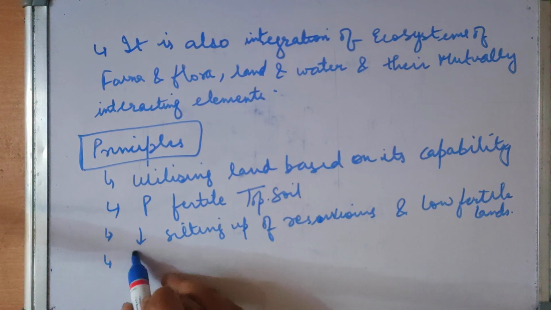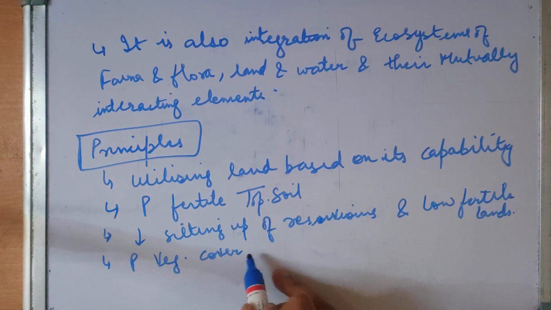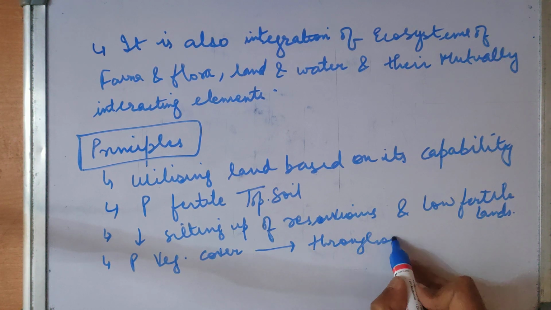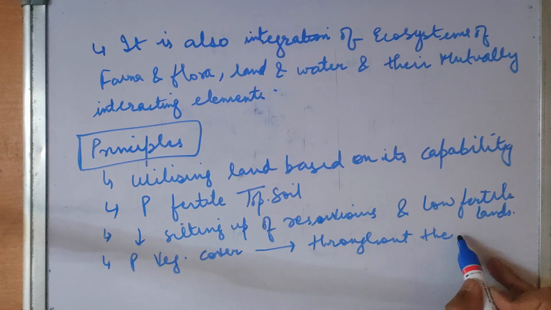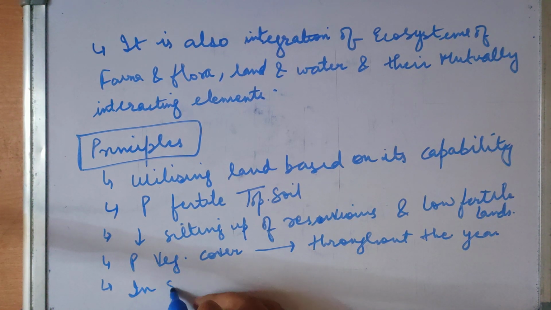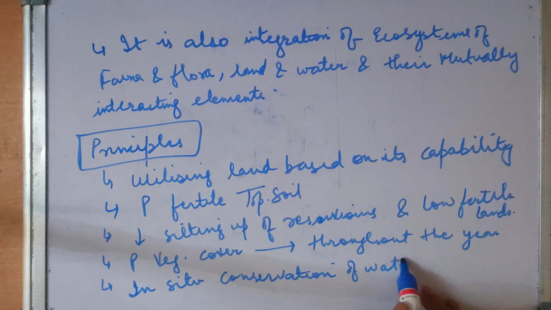Protecting vegetative cover throughout the year, because if an area is covered by vegetation throughout the year, there will be much less erosion. In situ conservation of water, conserving water in its place.